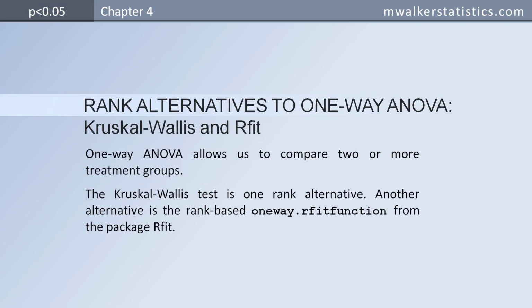Rank alternatives to one-way ANOVA: Kruskal-Wallis and Rfit. One-way ANOVA allows us to compare two or more treatment groups. The Kruskal-Wallis test is one rank alternative. Another alternative is the rank-based oneway.rfit function from the package Rfit.